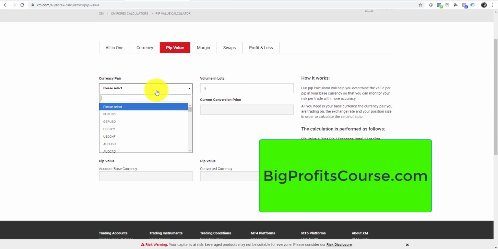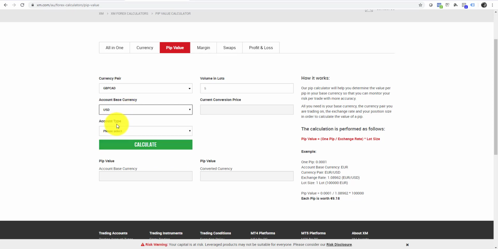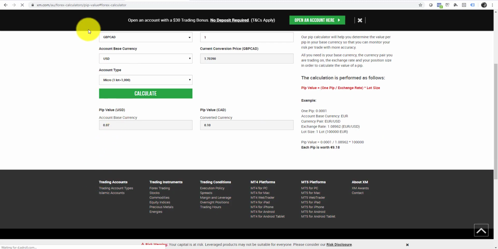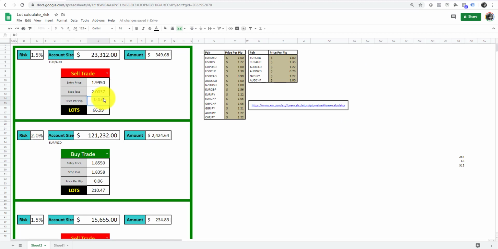Now, the way this works is you go, okay, let's say pound CAD. I'm going to take a trade on the pound CAD, and let's say I've got a US dollar account, and I'm going to trade a certain number of micro lots. I want to see what one lot costs me. Then I hit calculate, and this bad boy's going to spit it out for me. Boom. 0.07. So now I can put it in here and go, okay, 0.07. That's right there. And I know that if my entry price is 1.9950 and my stop loss is 2.0037, I can take 57.42 micro lots. If it's mini lots, it's going to be 5.7 mini lots, right? So that's the advantage of using micro lots. I think I've talked about that in another video, why you'd want to do that. If I'm going to risk 1.5% of my $23,312 account, I'm going to be risking that much, right?